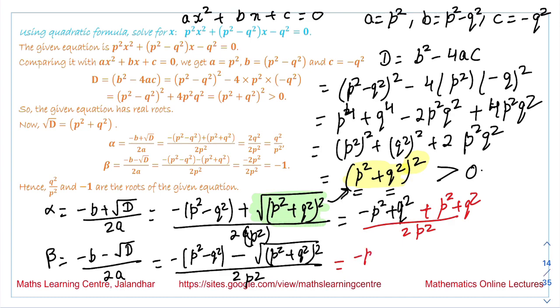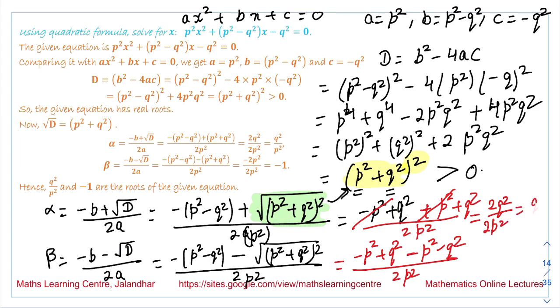The second value will be minus p square plus q square minus p square minus q square over 2 times p square. Here we are left with 2q square over 2p square, so the answer we get is q square over p square. In the other case, the q square and q square get cancelled and we are left with 2p square by 2p square, so the answer we get is minus 1. So we are saying that q square over p square and minus 1 are the roots of the given equation.